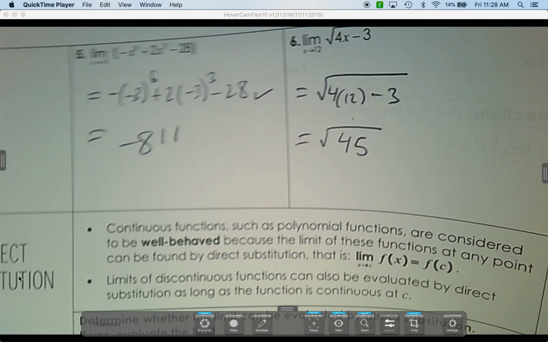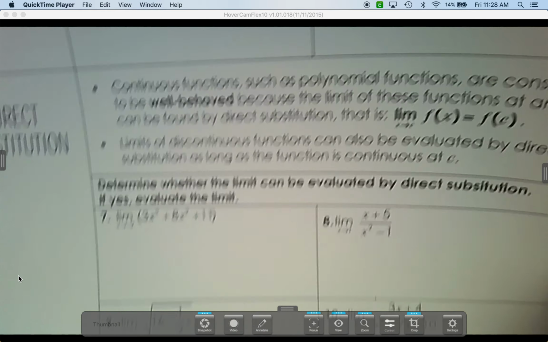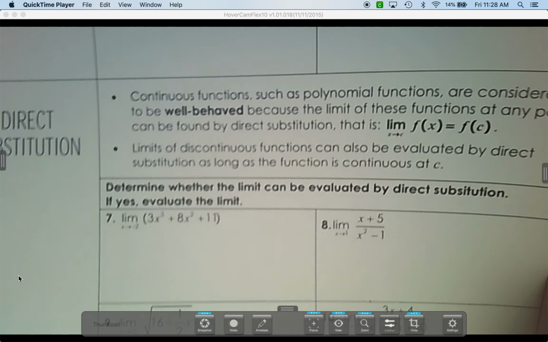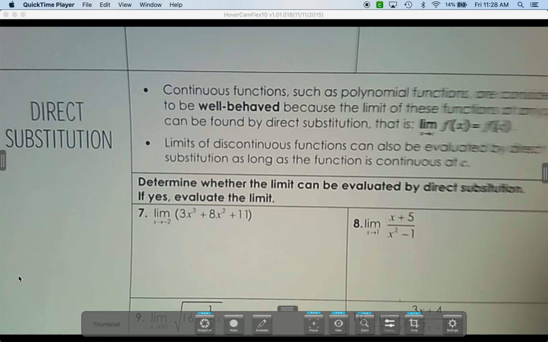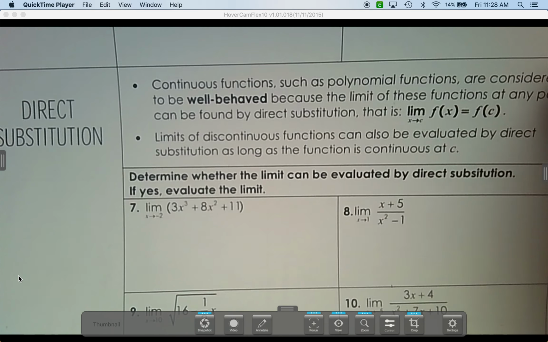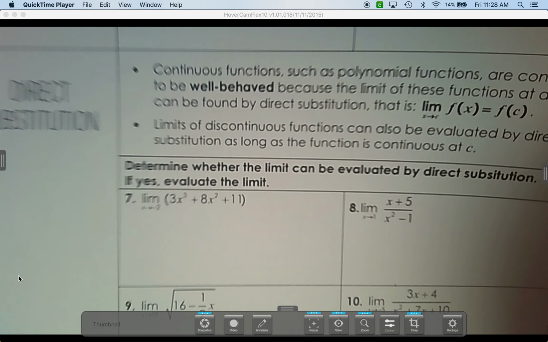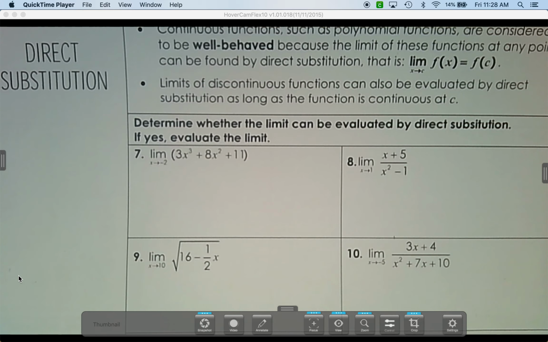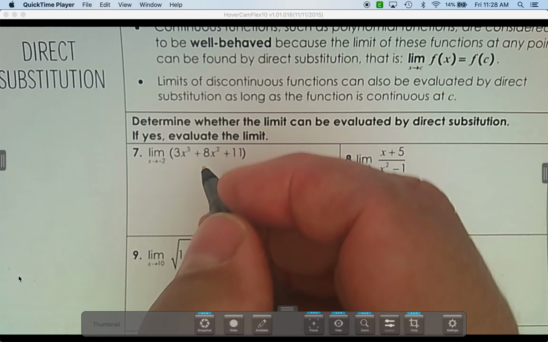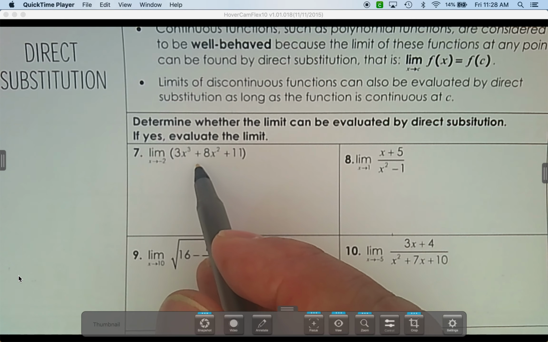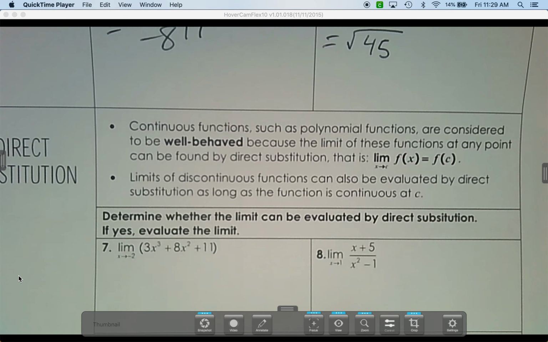All right, direct substitution. Well, that's what we're doing right now. So the other part was technically using properties but I simplified it and say, hey, if you're going to find the limit, simply substitute in. So determine whether the limit can be evaluated by direct substitution. So I want you to look here. Let's read about it.